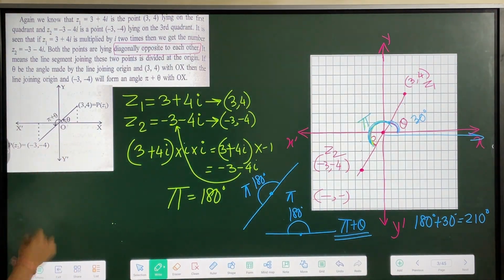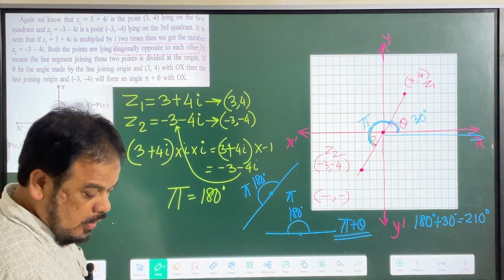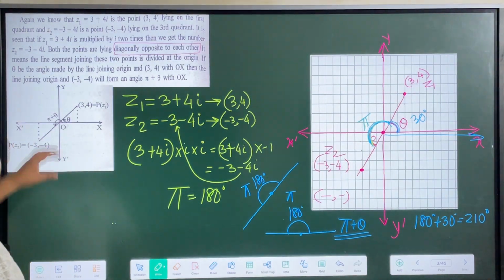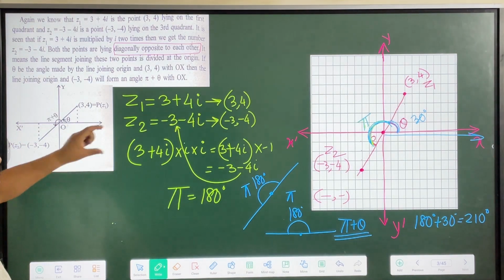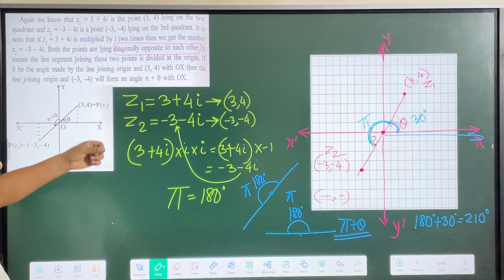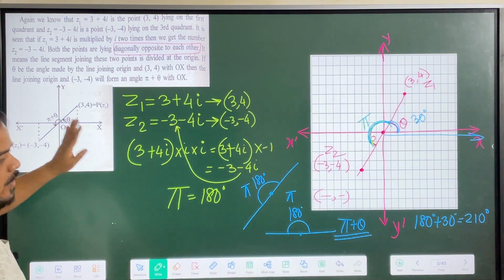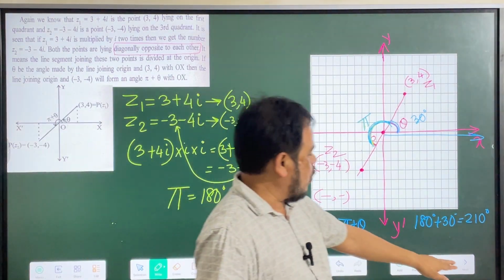This is the diagram on page number 66. Page number 66 it is shown. Please watch the video again, what I have told, what I have explained. You can go on listening repeatedly to what I have taught.